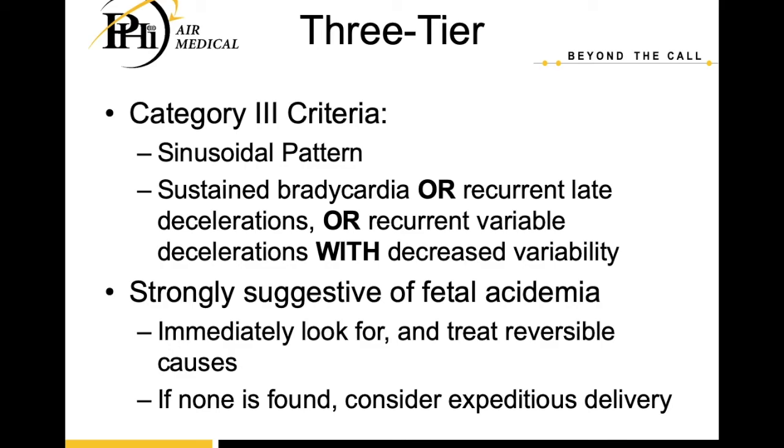So category 3 are your sinusoidal patterns, your sustained bradycardia, your late decels, your recurrent variable decels with decreased variability. Remember that it really doesn't matter what you see on there as long as you're having moderate variability. It's typically a reassuring sign. But if you start to see badness like bradycardia or late decels with decreased variability, that is highly suggestive of some sort of fetal acidemia, and we need to immediately look for and treat any type of reversible causes like hypoxia, hypotension, cord prolapse, and tachysystole.